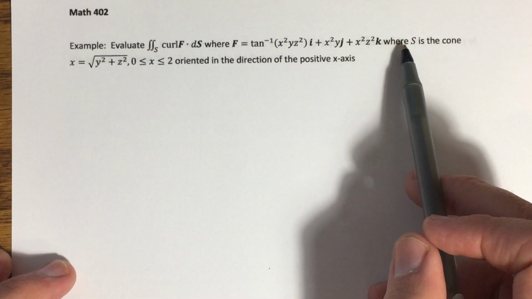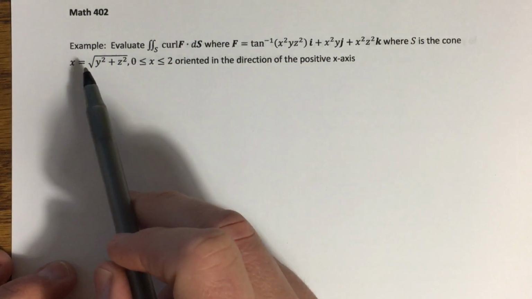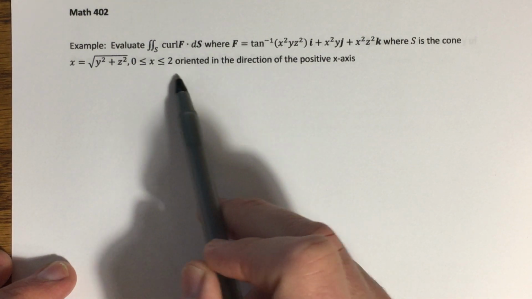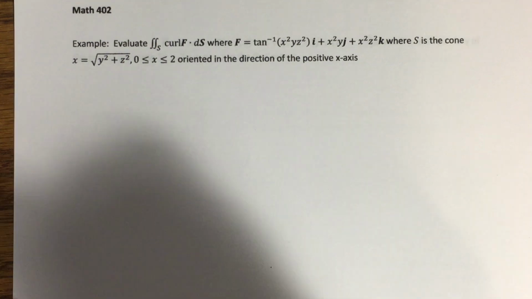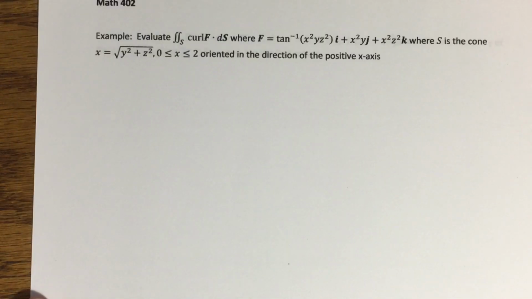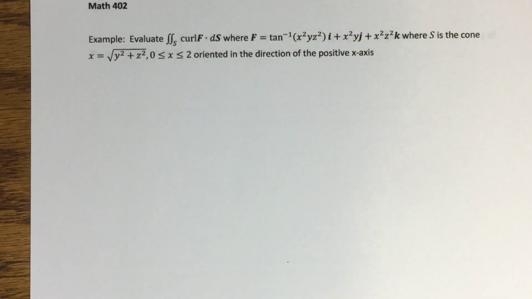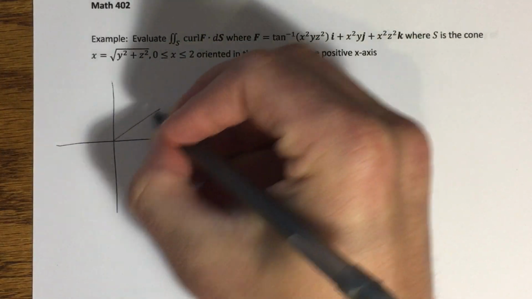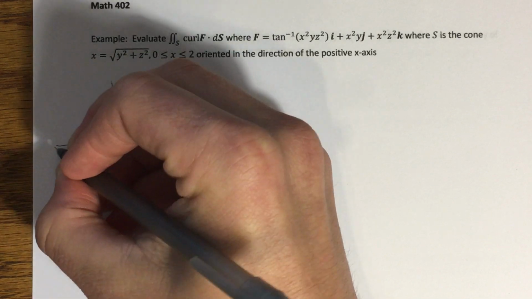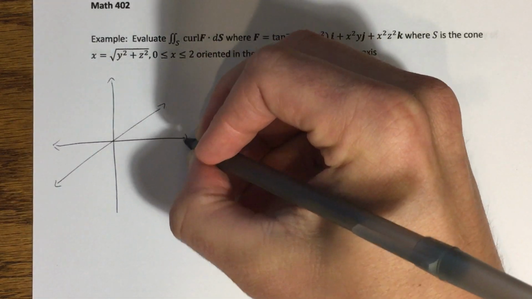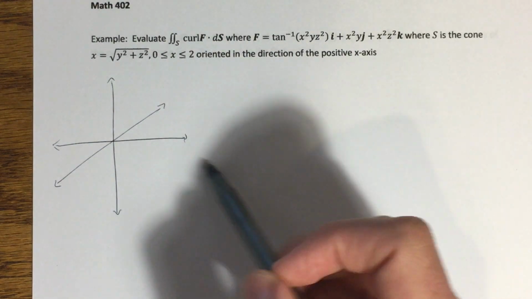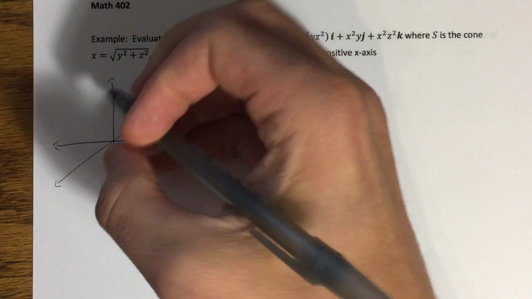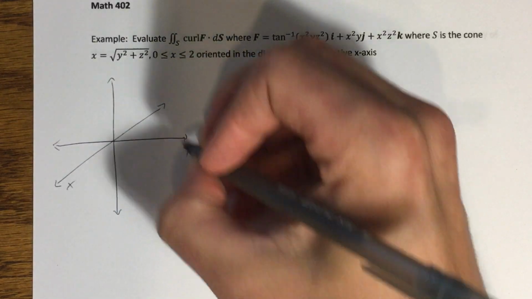So S is going to be the cone x equals the square root of y squared plus z squared, where x goes from 0 to 2, and it's going to be oriented in the direction of the positive x-axis. We're not going to really use that orientation explicitly here, but what I want to do is start by sketching this surface. Okay, so it's a cone, but notice the form, it's not z equals, it's x equals. This will be centered on the x-axis.